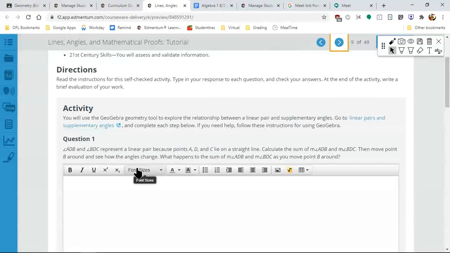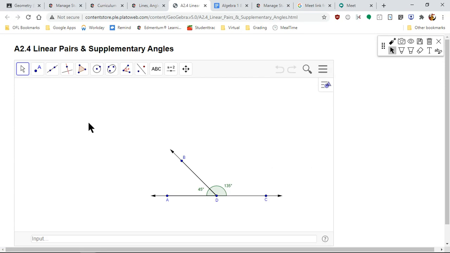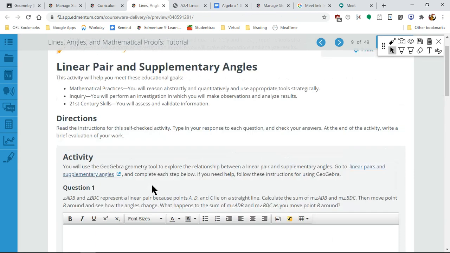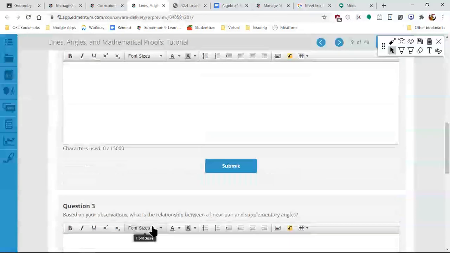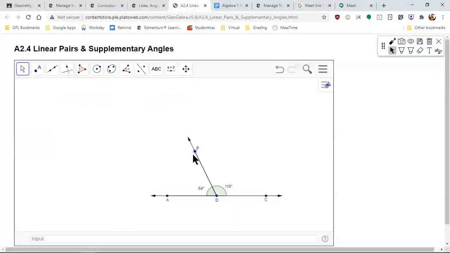So let's use GeoGebra to prove this. Linear pairs and supplementary angles. Oh, so we kind of just skipped over that. That's weird that we skipped over that, but I guess we'll get into it a little slower. This is just talking about the idea of supplementary angles. Supplementary angles always add up to 180.